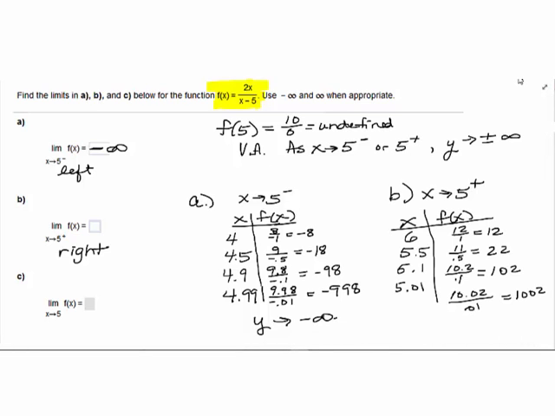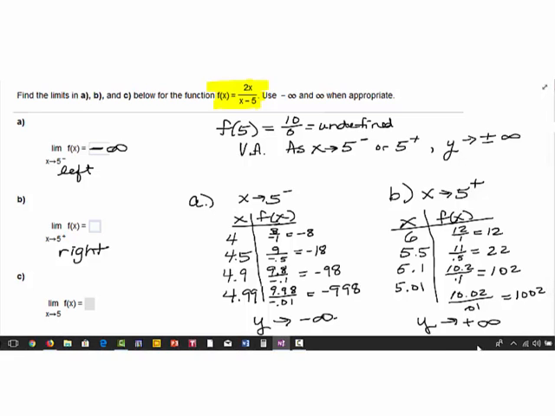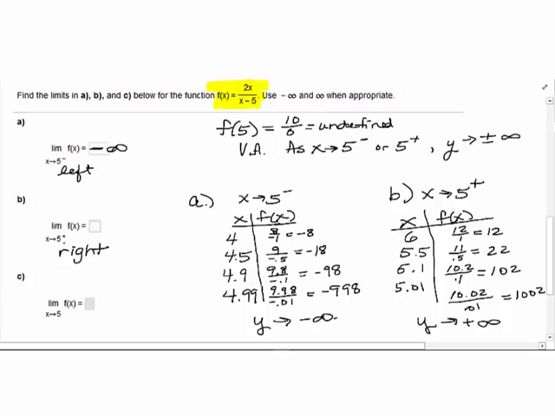From the right means looking at x values larger than 5 and choosing them closer and closer to 5. So 6, 5.5, 5.1, 5.01, and so on. You'll see that when you plug in, you're going to get 12, 22, 102, 1002. These values are getting large in the positive direction. And once again, because of the kind of function we had and because we had a number divided by 0 that wasn't 0 divided by 0, but just any other number divided by 0, we know that the only possibilities are positive or negative infinity. So that means y must be approaching positive infinity. So the limit as x approaches 5 from the right of f of x is positive infinity.